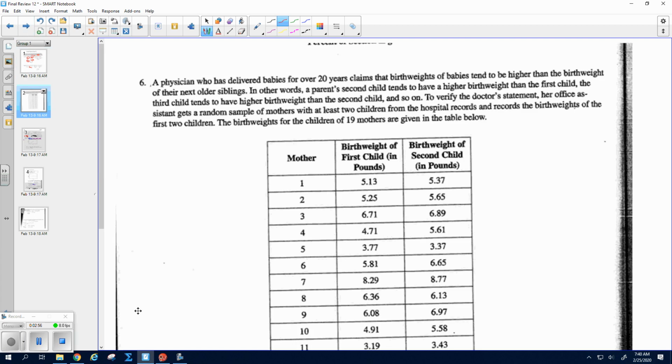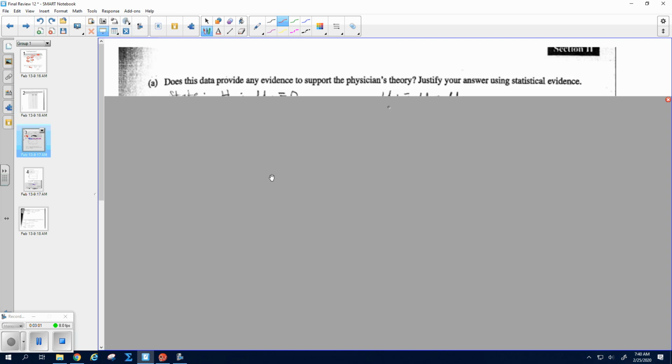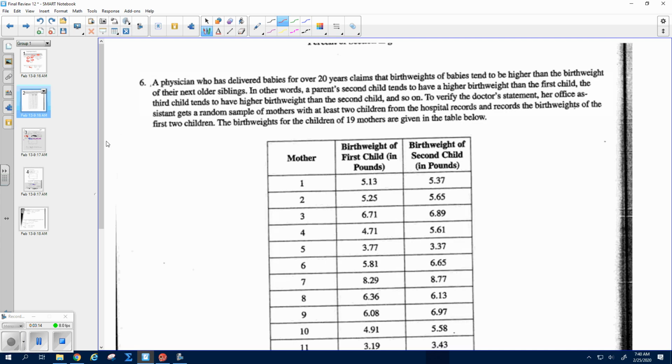All right, number 6. So does the data provide any evidence to support the physician's theory? So if it's a yes or no question, then it's looking for a significance test. So first we need to know what kind of significance test we're doing.